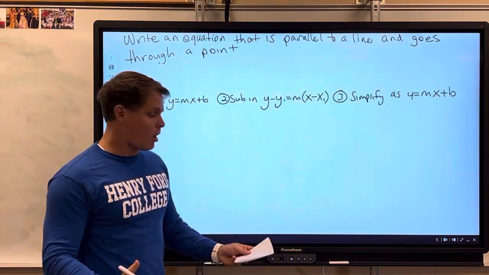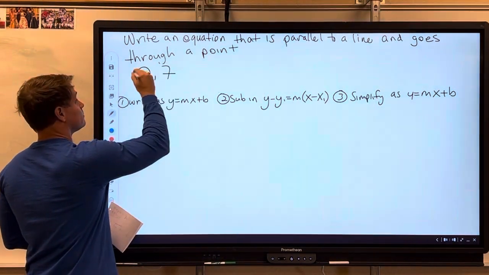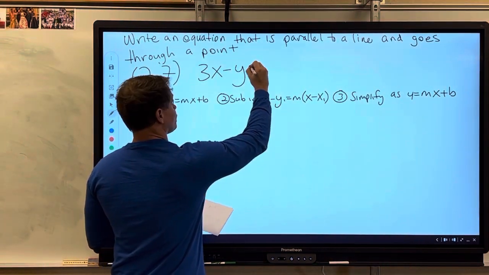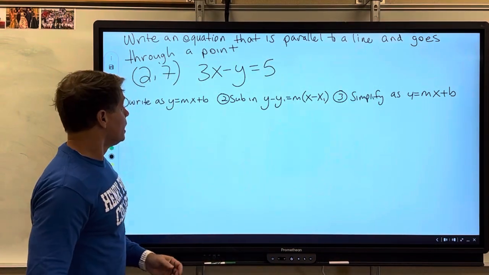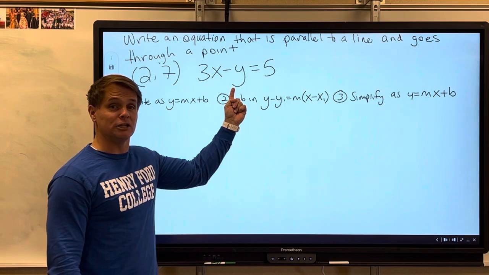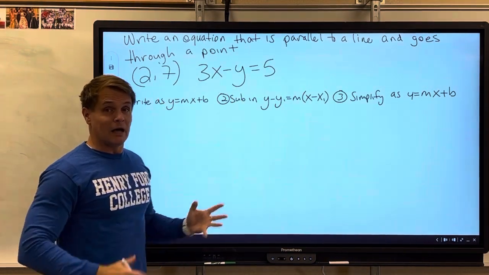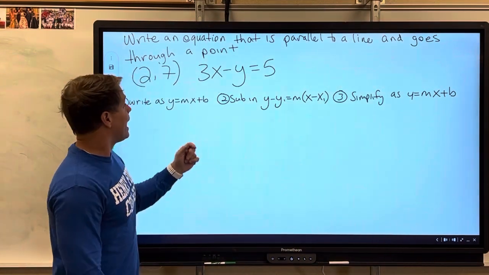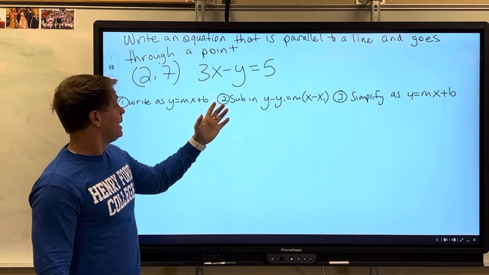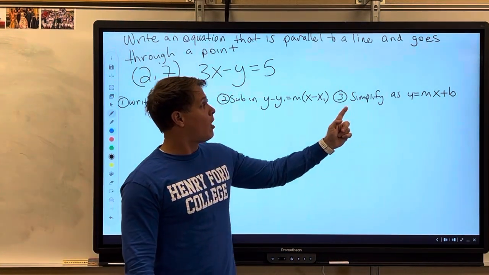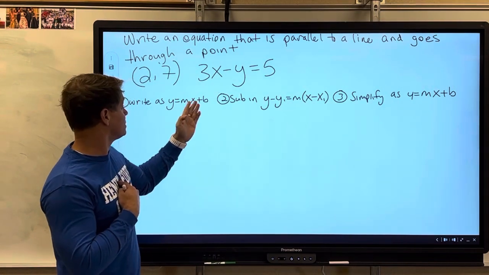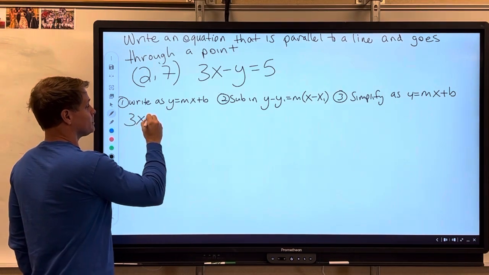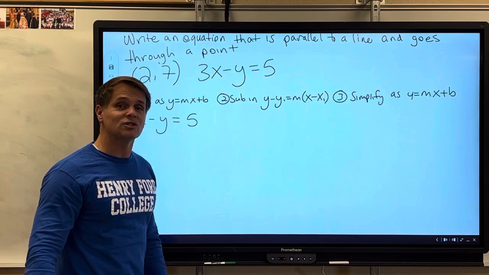We'll do a problem that's a little bit harder. We got (2, 7), and then our equation is 3x minus y equals 5. Now we want to write a line that's parallel to this equation, but it goes through this point. The reason why it makes it a little bit more difficult is it's not solved for y. I can't say that the slope is negative 1. It's got to be solved for y. It's got to be in slope intercept form, y equals mx plus b. And it's not. So I'm going to write 3x minus y equals 5, and I want to solve for y.